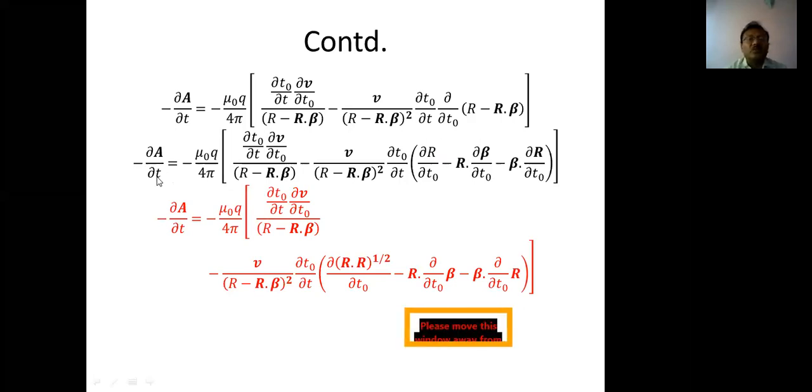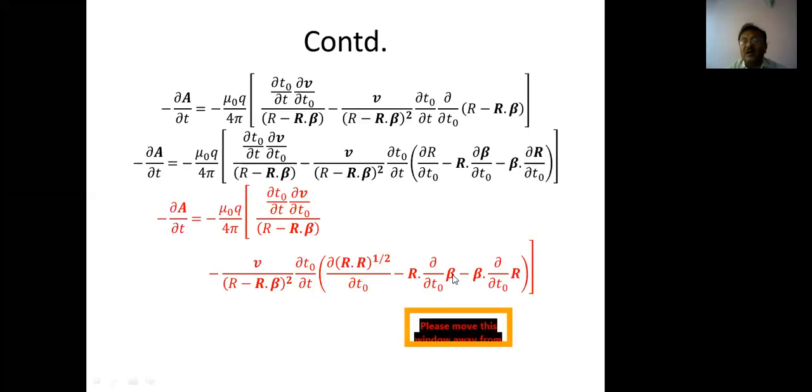Okay, so here minus ∂/∂t, with the factor μ₀q/4π, that's the factor as we have. There is nothing changed in the first term, and here v over this, and ∂t₀/∂t is there. So ∂r/∂t₀ is, as I said, ∂/∂t₀ of (r·r)^(1/2) minus r ∂/∂t. So it is ∂β/∂t₀ and minus β ∂r/∂t₀. So that's the same thing. We just changed it from the previous step.